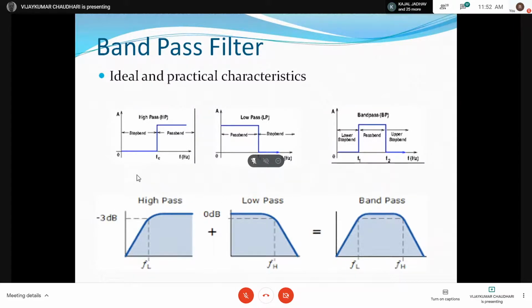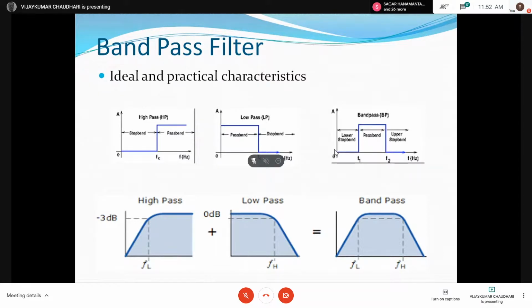And here are the characteristics of band pass filter. Then these are the ideal characteristics of low pass and high pass. This is high pass. This is low pass, and when they are combined, it becomes a band pass. So this is F1 for high pass. This is F2 for low pass.